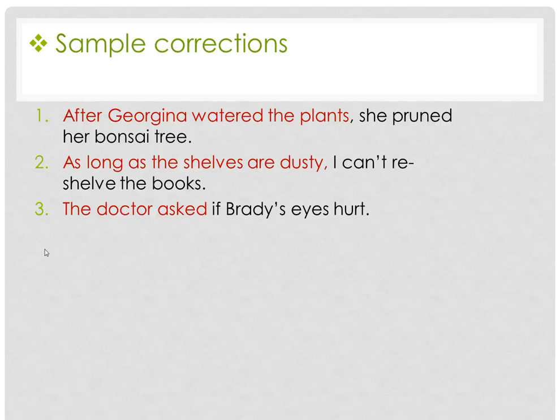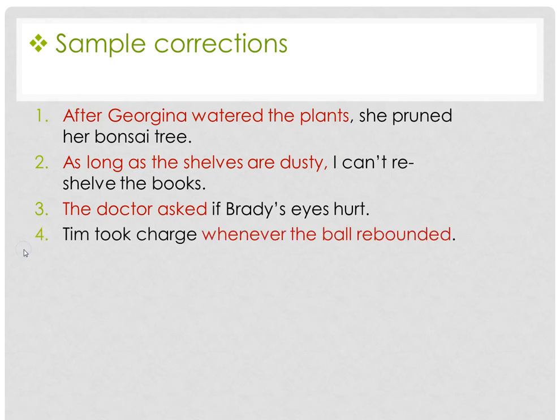Now number 3 looks a little bit different. The doctor asked if Brady's eyes hurt. Pardon me, I actually highlighted the wrong part in red. What should be highlighted is "if Brady's eyes hurt." Well, "if" is my subordinating conjunction, and I've added it after the independent clause. So for that reason, there is not a comma before the subordinating conjunction. Remember, it's only when they're at the beginning that you follow with a comma, in most instances.